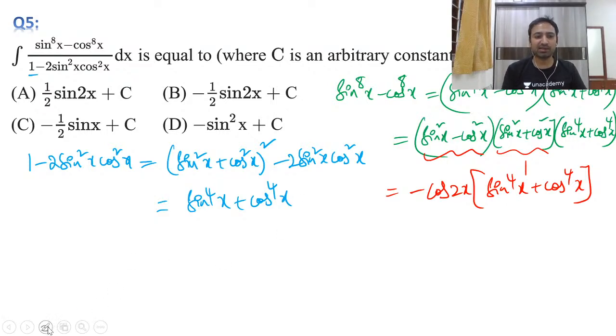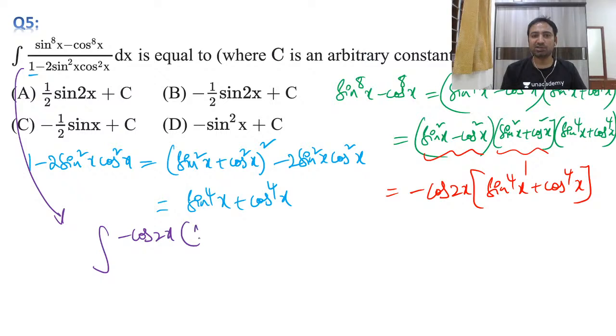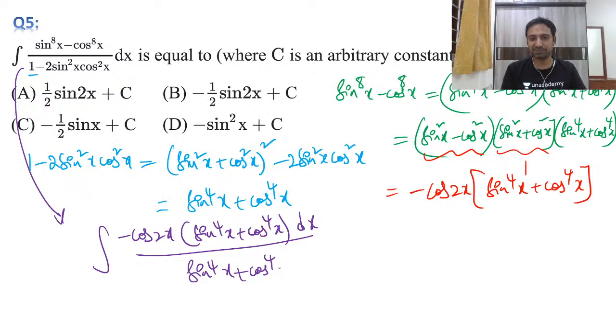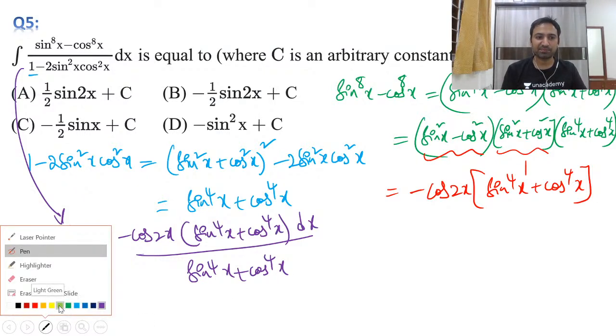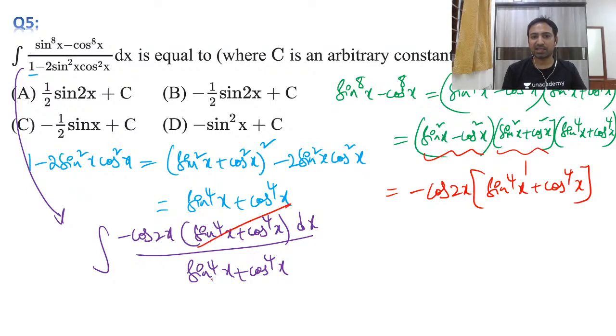Now substitute these two values in the given integral, guys. The numerator is minus cos 2x into sin power 4x plus cos power 4x, into dx. And the denominator we simplified is sin power 4x plus cos power 4x. Now tell me, guys, can we cancel these two? And we get the integration of minus cos 2x into dx.